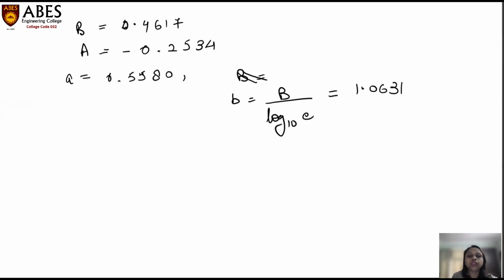So we have found the values. So our best fit for the curve will be 0.5580 e to the power 1.0631x. So this is how we can find the best fit for the exponential curve. In the next PPT, we will find some more other curves and see how we can fit the data to them. Thank you.